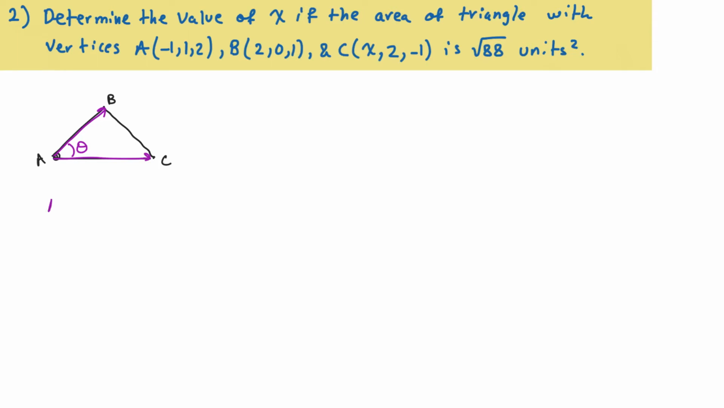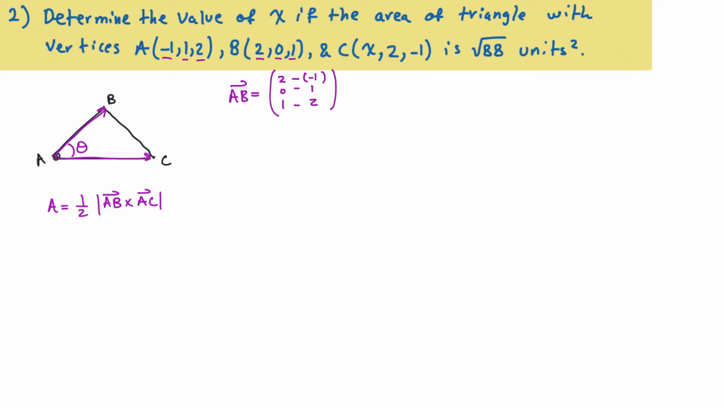So we're going to use vectors AB and AC with the angle between, which is theta. And the area, based on the equation that we have found, is 1/2 times the magnitude of the cross product of vector AB and AC. So the first step is to figure out what vectors AB and AC are. For AB, we're going to take the x, y, and z coordinates of point B, 2, 0, 1, and subtract them by coordinates of A, -1, 1, and 2.